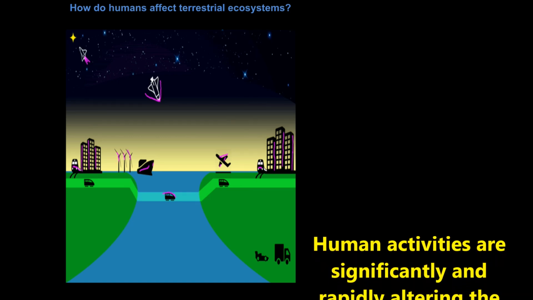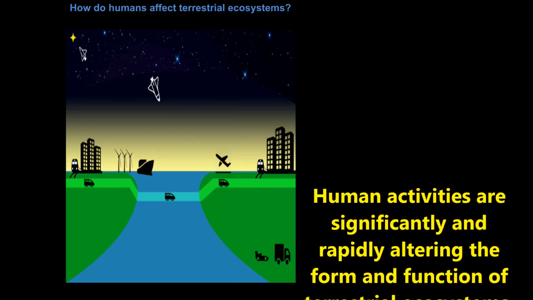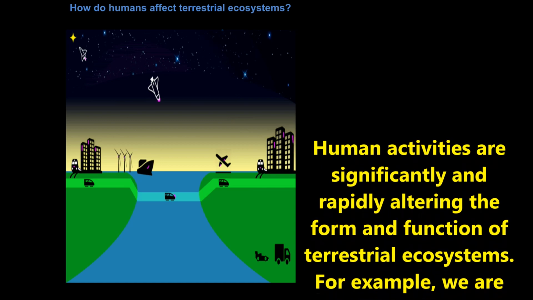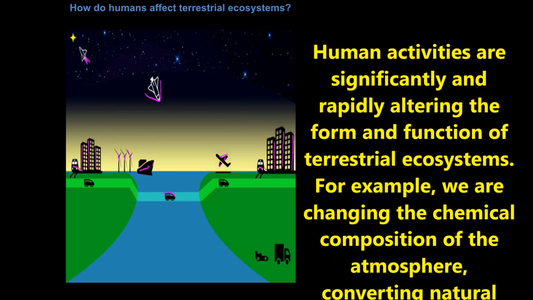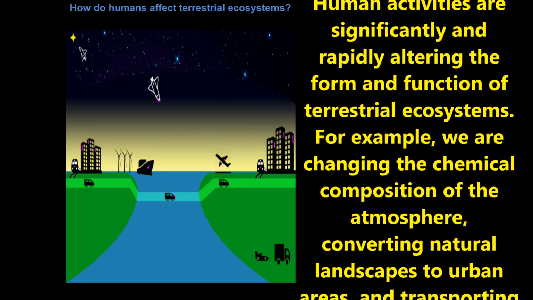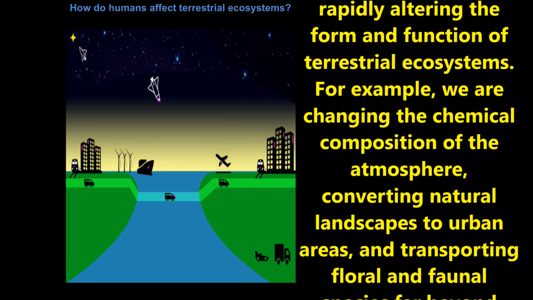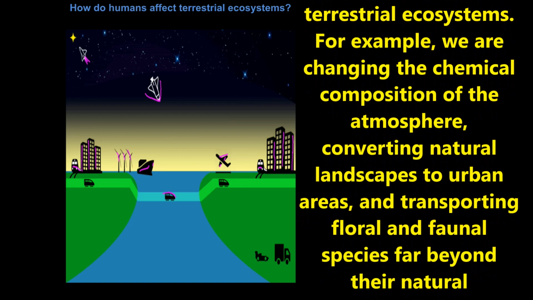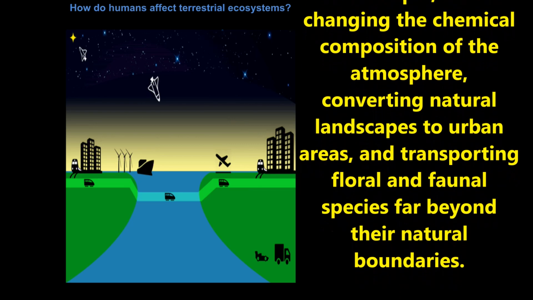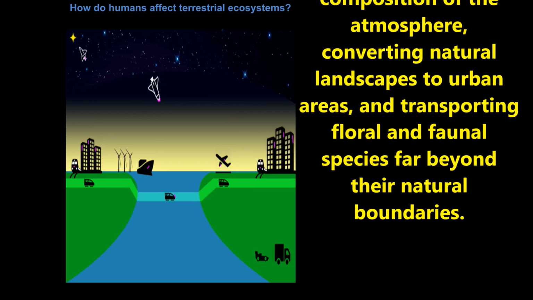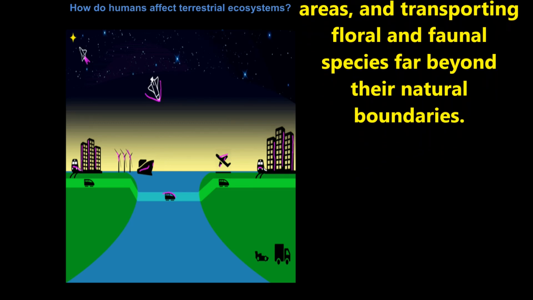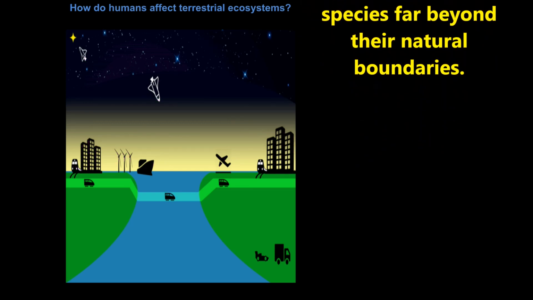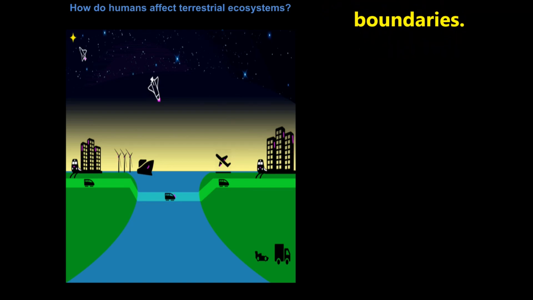Let us discuss how humans affect the terrestrial ecosystem. Human activities are significantly and rapidly altering the form and function of terrestrial ecosystems. For example, we are changing the chemical composition of the atmosphere, converting natural landscapes into urban areas, and transporting flora and faunal species far beyond their natural boundaries.